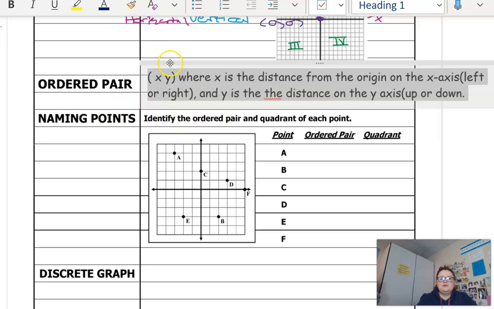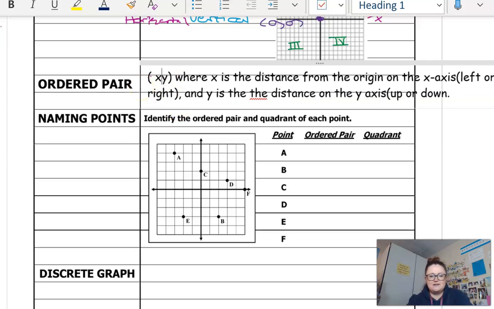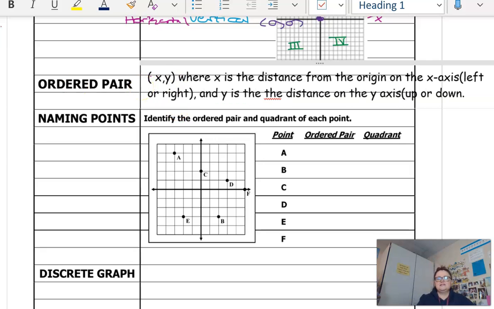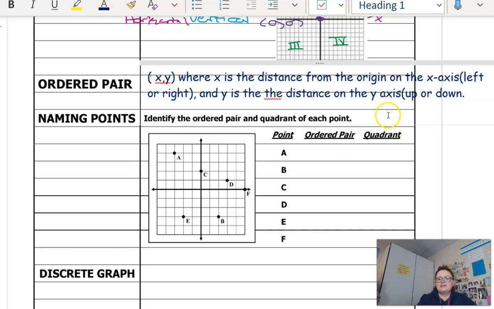So the ordered pair is at the point X. Oh, that should have a comma, shouldn't it? Comma Y, where X is the distance from the origin on the x-axis, left or right, and Y is the distance on the y-axis, which is up or down. And I'm going to make that a different color just so that we know that we were writing that in. All right. So there's our definition of ordered pair.